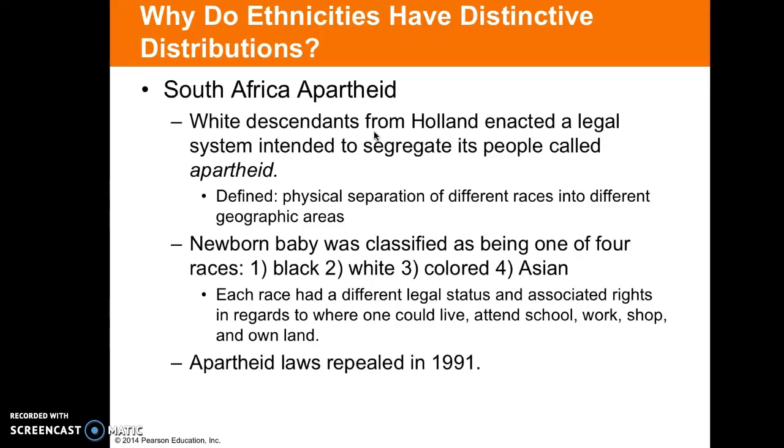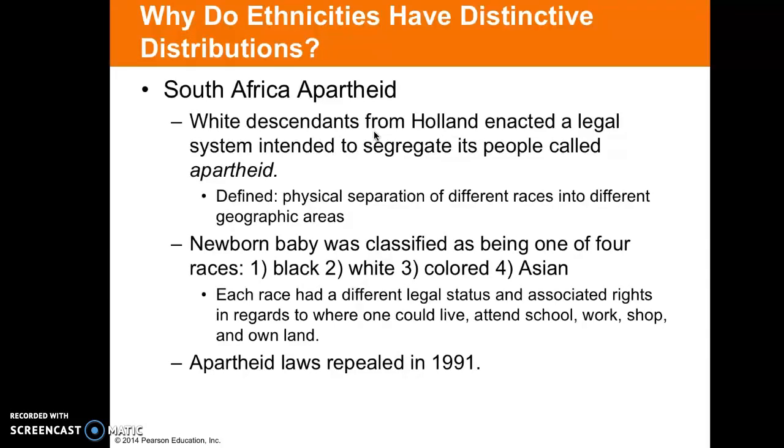White descendants from Holland enacted a legal system that was intended to segregate its people. It was called apartheid. It's a physical separation of different races into distinct geographic areas. When you were born, you were classified as being either black, white, colored, or Asian. Each of these races gave you a different legal status and rights regarding where you could live, where you could go to school, where you could work, where you could shop, and whether or not you could own land.